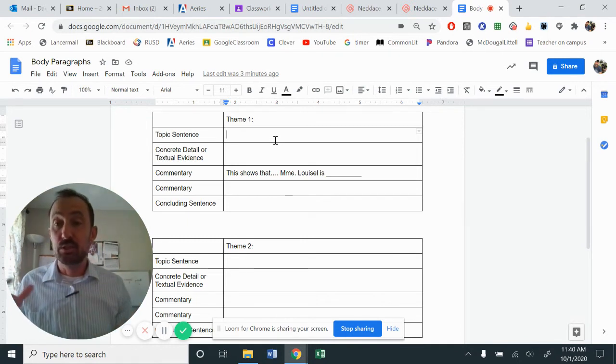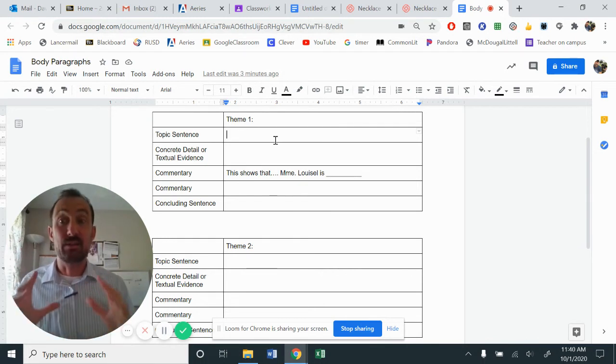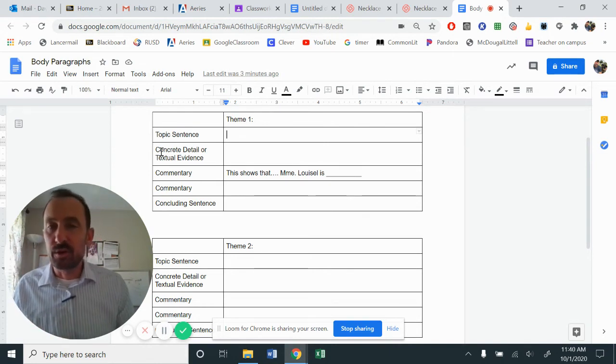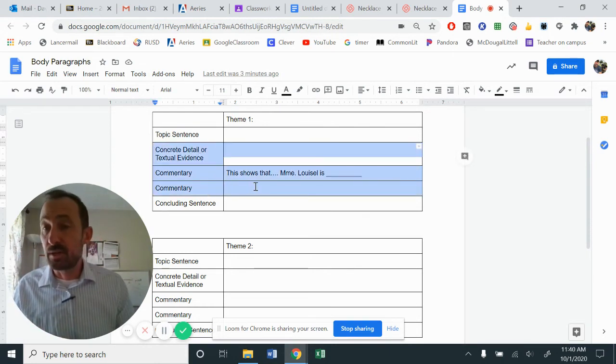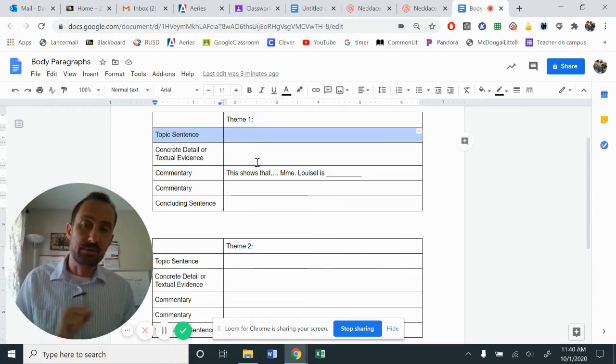How do we showcase selfishness and it's known for other people? We can be very selfish quietly, right? Oh, I want that for myself. I want this for myself. But it's another thing to be very loud about it. What does that look like, right? Take a moment. You've already filled out your concrete detail commentary. Now fill out your topic sentences. Pause the video. Fill those out.